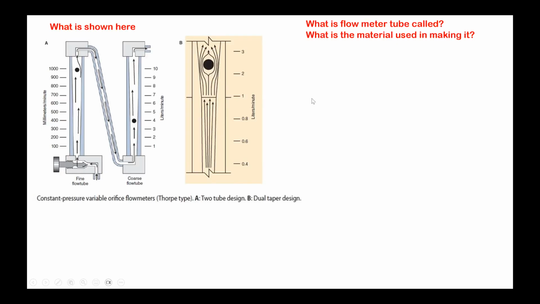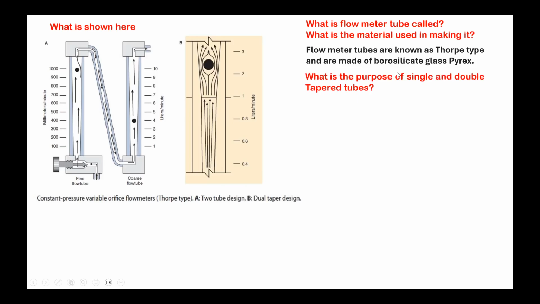So what is the flow meter tube called and what is the material used in making it? Somebody mentioned the name here. It is already given here. Are you able to read that? Thorpe tube. Thorpe tube, yes, is the person who designed that. It's called the Thorpe tube. And what is the material it is made up of? Borosilicate. So it is nothing but a glass, but a more sturdy type of glass called borosilicate glass.